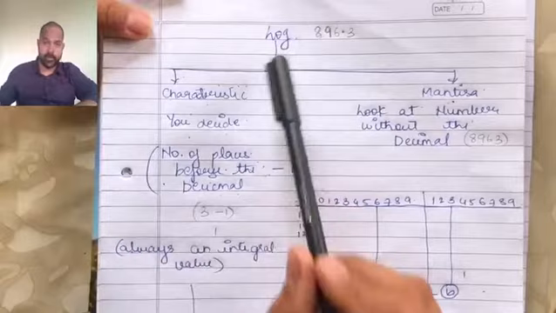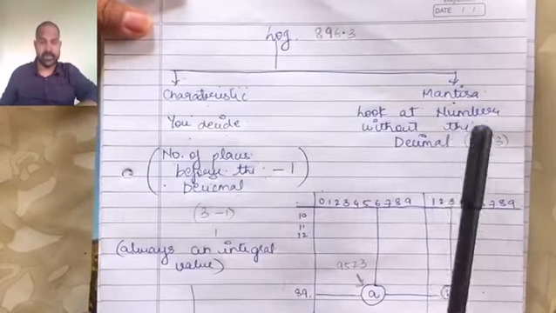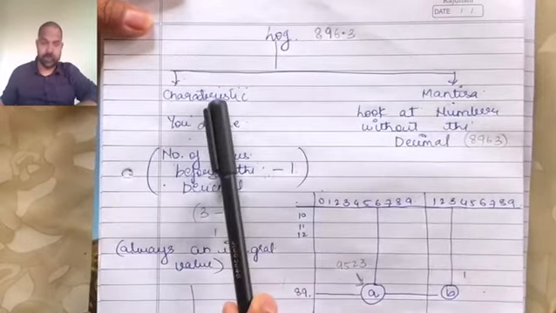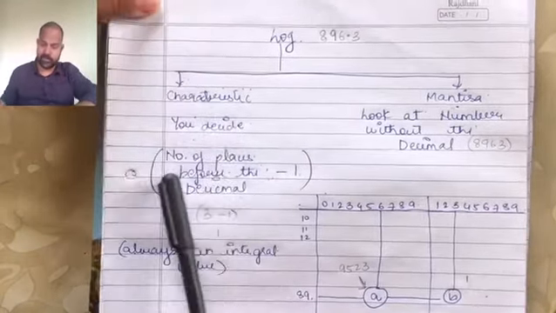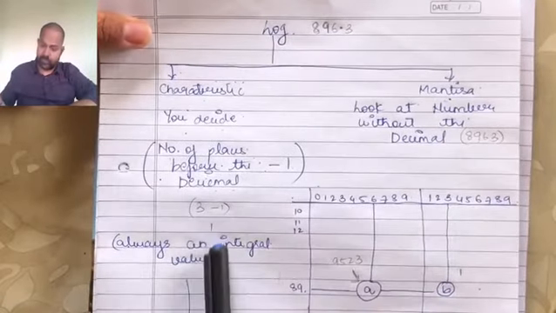So, quick recap of taking a log. Log of a number has two parts. One part is called the characteristic, the other is called the mantissa. The characteristic you decide, which is the number of places before the decimal minus 1. The mantissa comes from the table. Characteristic is: count the number of places, subtract 1 from it.